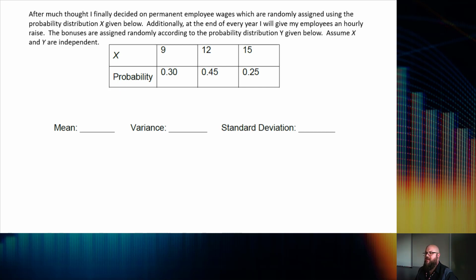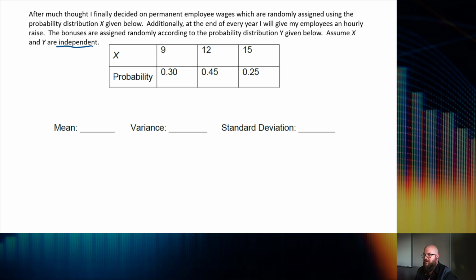After much thought, I finally decided on the permanent employee wages, which are randomly assigned using the probability distribution x given below. As of yesterday's assignment, we were talking about those wages by pulling out a piece of paper and picking those out. Well, I figured out what I want to give you guys. Additionally, at the end of the year, I will give my employees an hourly raise. The bonuses are assigned randomly according to the probability distribution y given below, and x and y are independent. That is key. Don't forget this, independent.